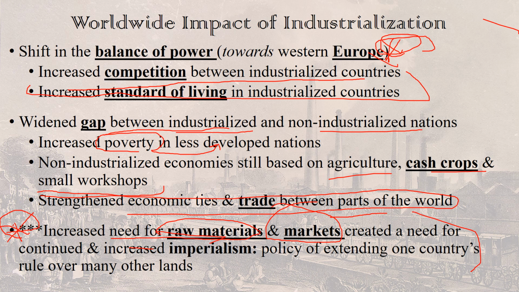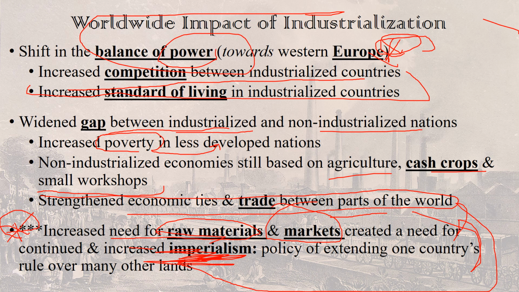So all of this will lead to imperialism as Western European nations, stronger now with the balance of power tipped towards them, will build empires by conquering other parts of the world, specifically India, Asia, and Africa, to extend their interests, to obtain raw materials, and to obtain new markets.